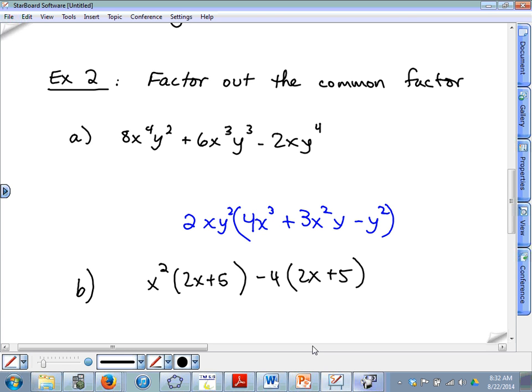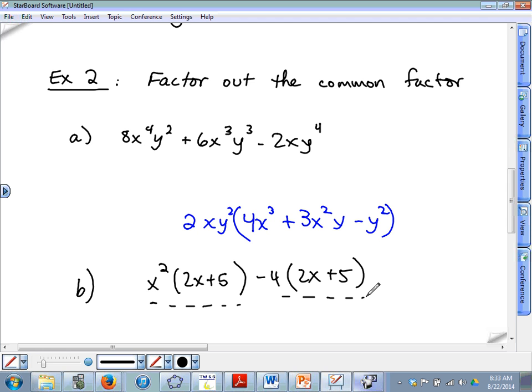This right here is one term. We have this factor multiplied by this factor, and this is one term. This is a second term, so really, I know it looks funky, but this is a two-term expression. We have this term and this term. What factor does each term have in common? Each term has a 2x plus 5 as a common factor.